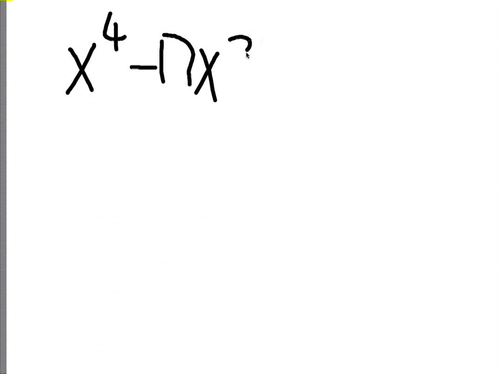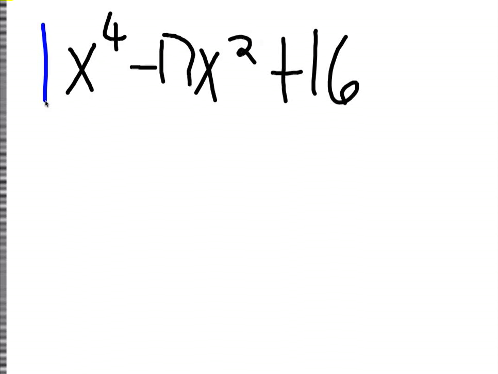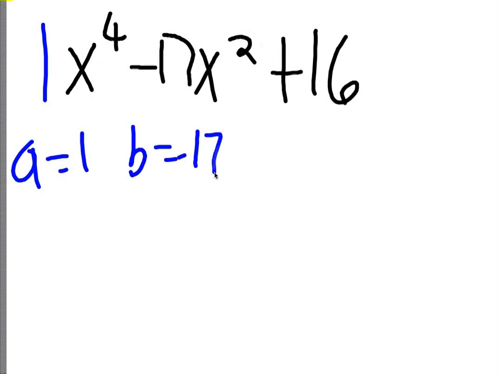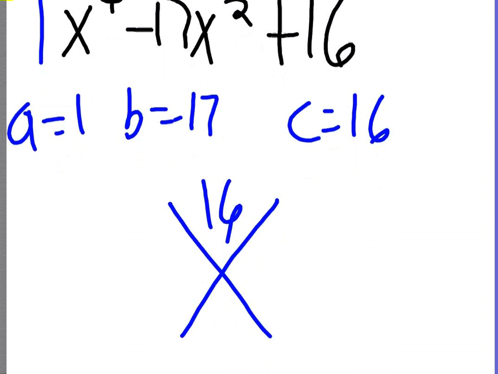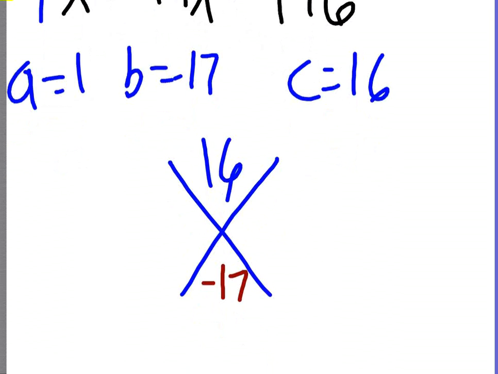Okay. So what I'm going to do is jump straight to the x. My first number is 1. That's my a. My second number is b, negative 17. C is 16. So when I go to draw the x, 16 times 1 on the top and negative 17 on the bottom. Two numbers that multiply to give you 16 and add to give you negative 17: negative 1 and negative 16.